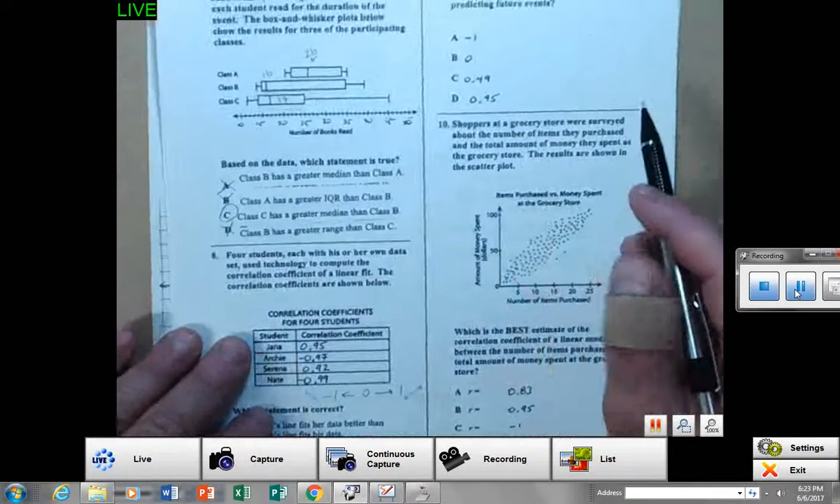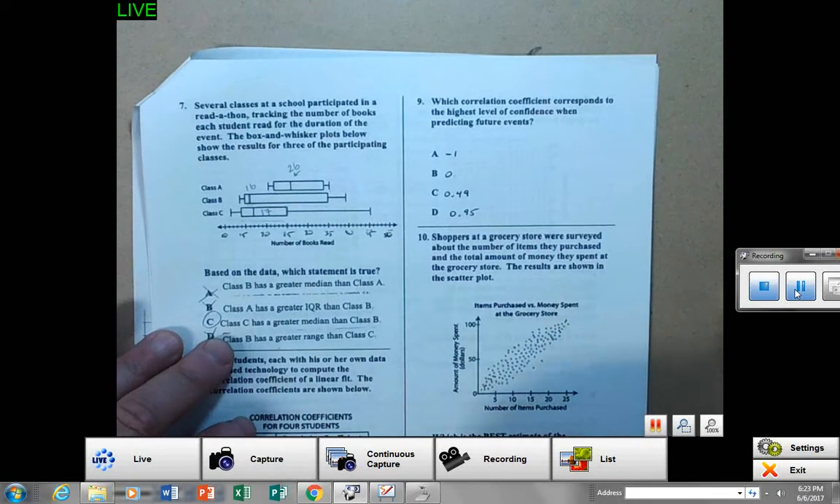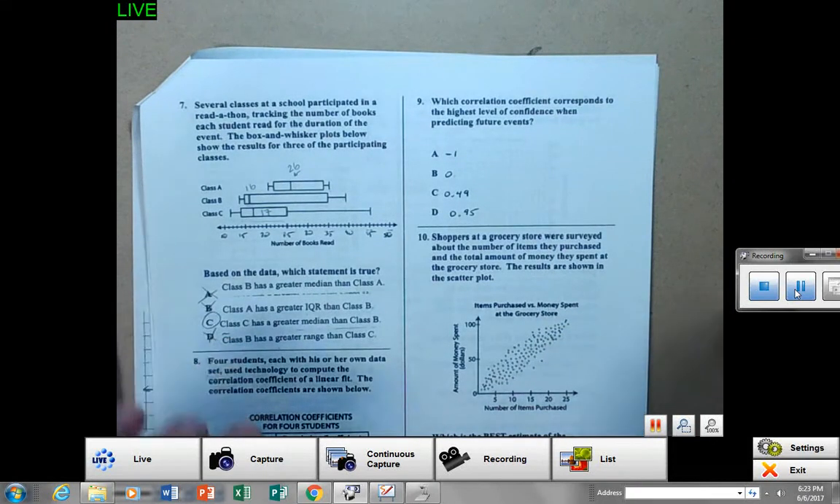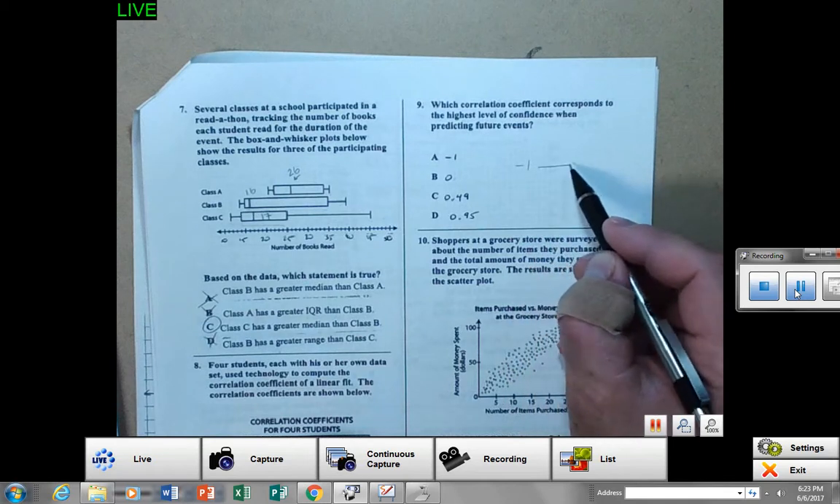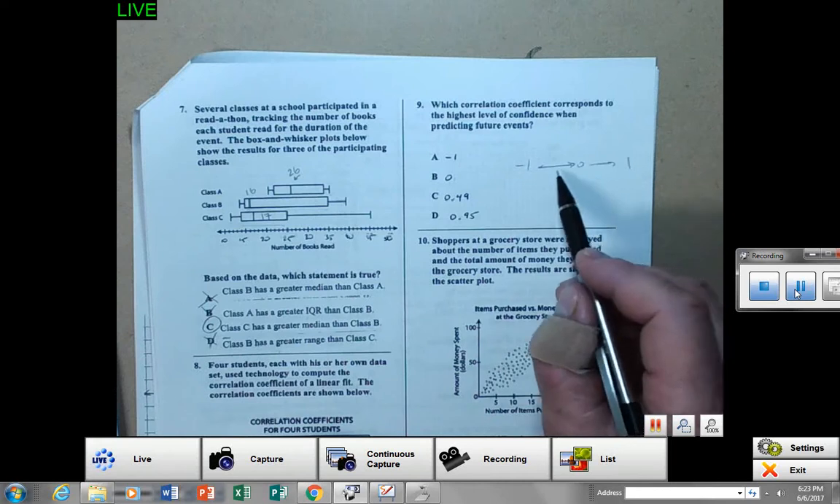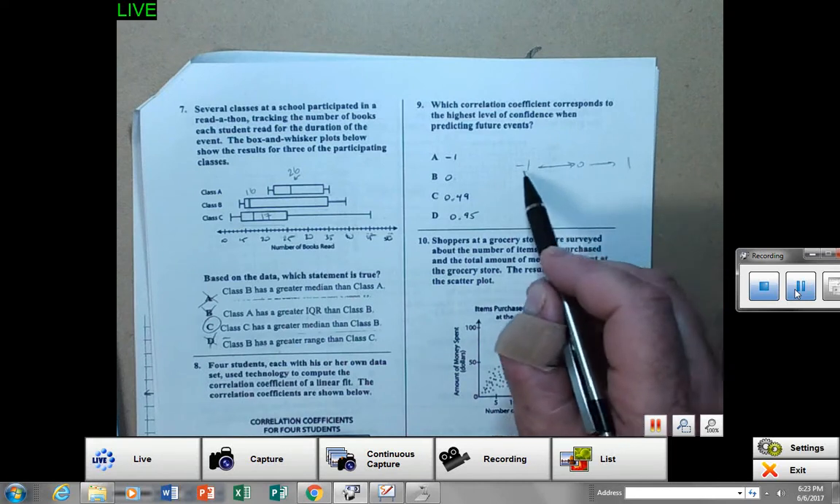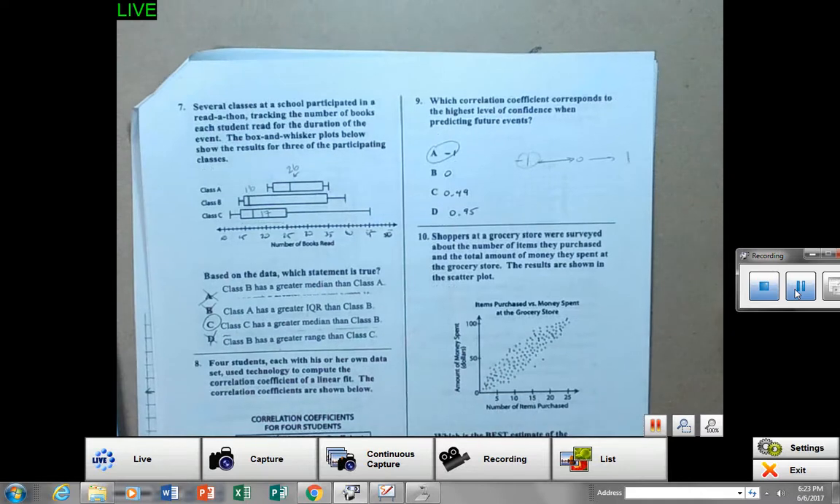Of these numbers up here, which has the better correlation or the higher confidence, which has the higher correlation number? Again, the scale goes from negative 1 to 0 to positive 1. Anything close to either side of the scale, the closer to, is going to be the higher correlation coefficient.